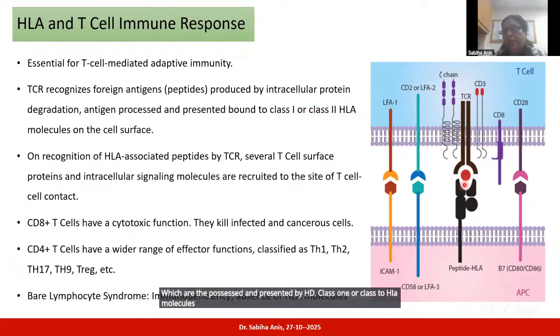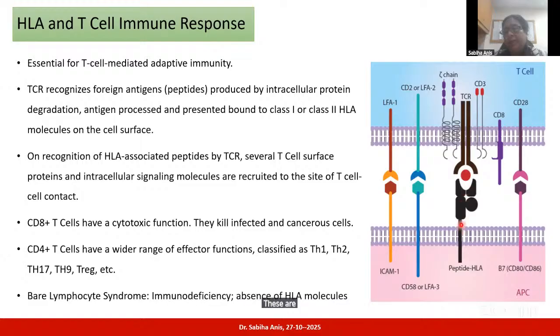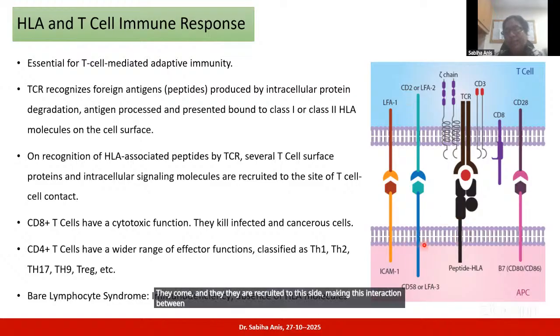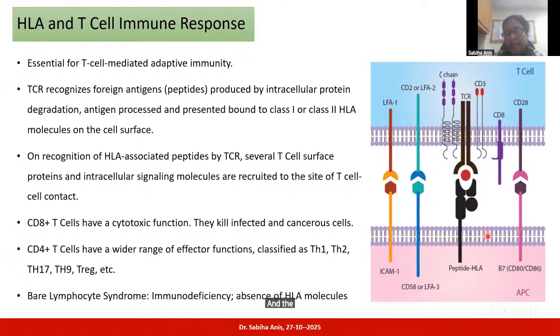As you can see over here, these peptides are presented by HLA class 1 or 2 molecules to the TCR. On recognition of HLA-associated peptides by the TCR, several T cell receptor proteins are recruited to this site, making the interaction between the T cells and the cells presenting the antigen in association with HLA molecules very strong.